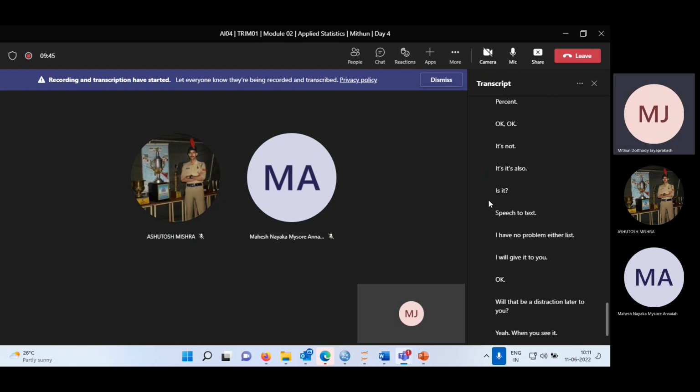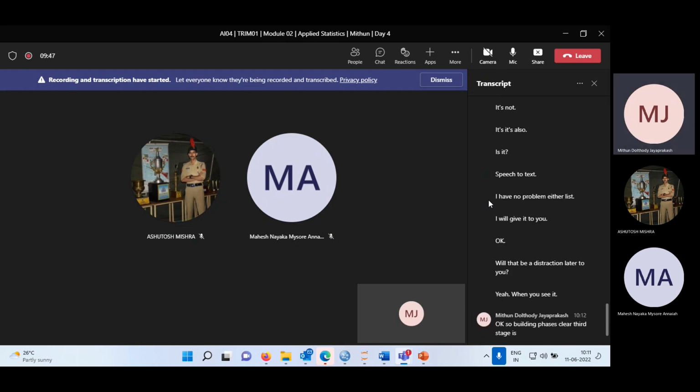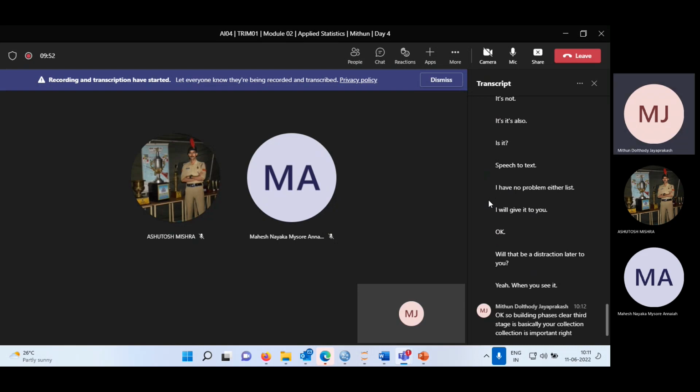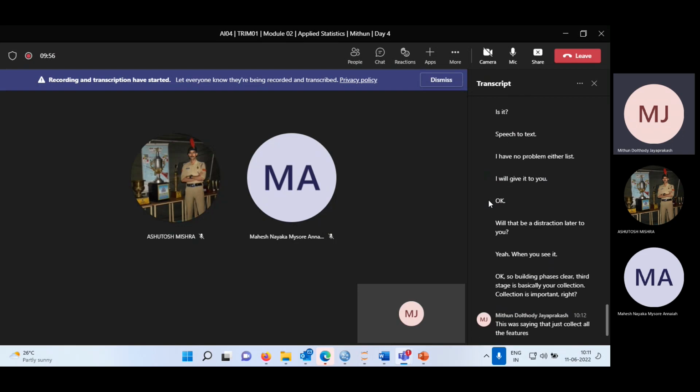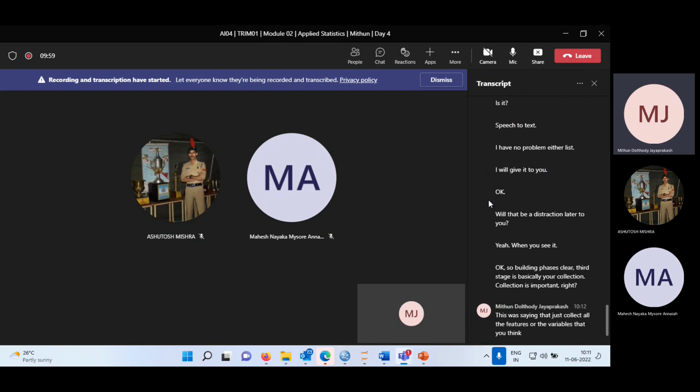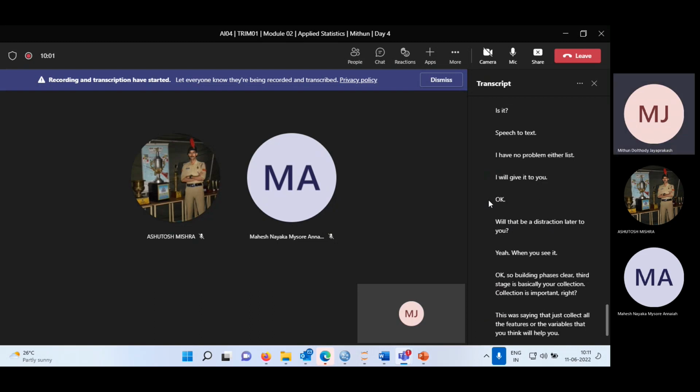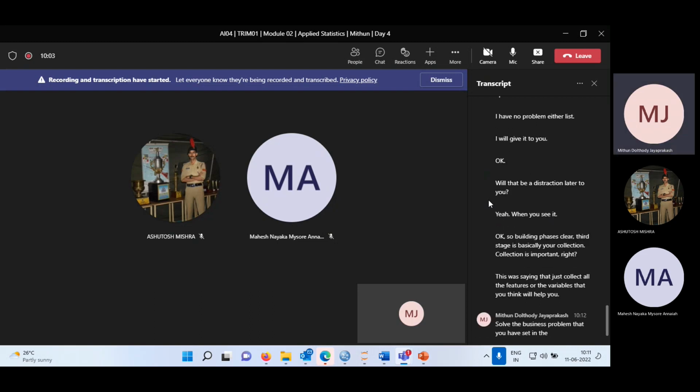Okay, so building phase is clear. Third stage is basically Collation. Yeah, collation. Collation is important. Why? Resource and features. Collect all the features or the variables that you think will help you solve the business problem that you have set in the second step.